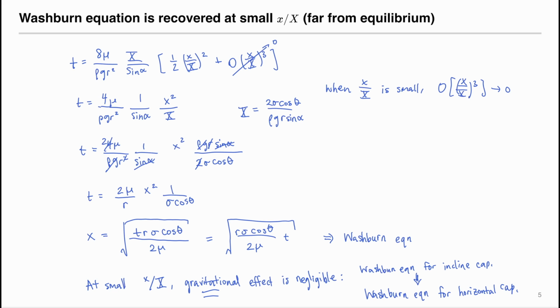In this video, we have derived the Washburn equation for an inclined surface, and we can see at the approximation of small ratio that is far from equilibrium, we can neglect the gravitational effect and just use the Washburn equation for the horizontal capillary.